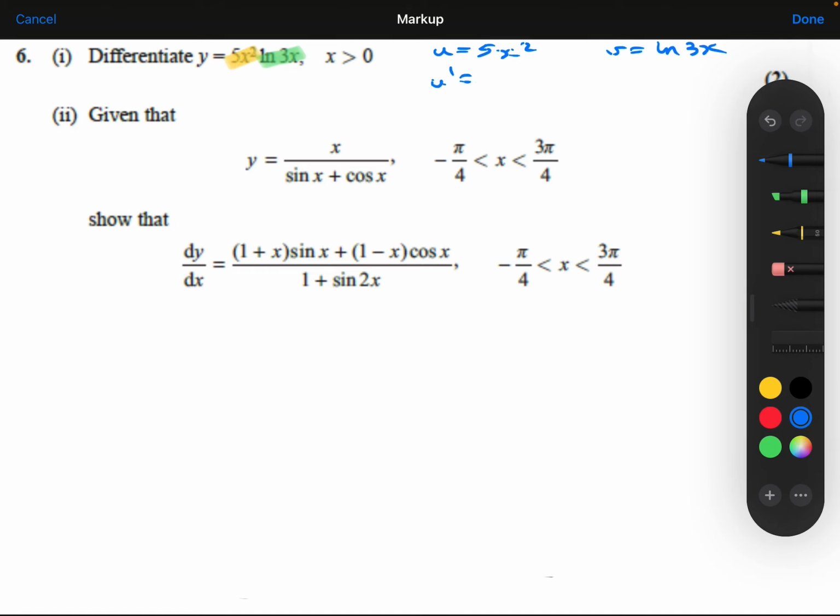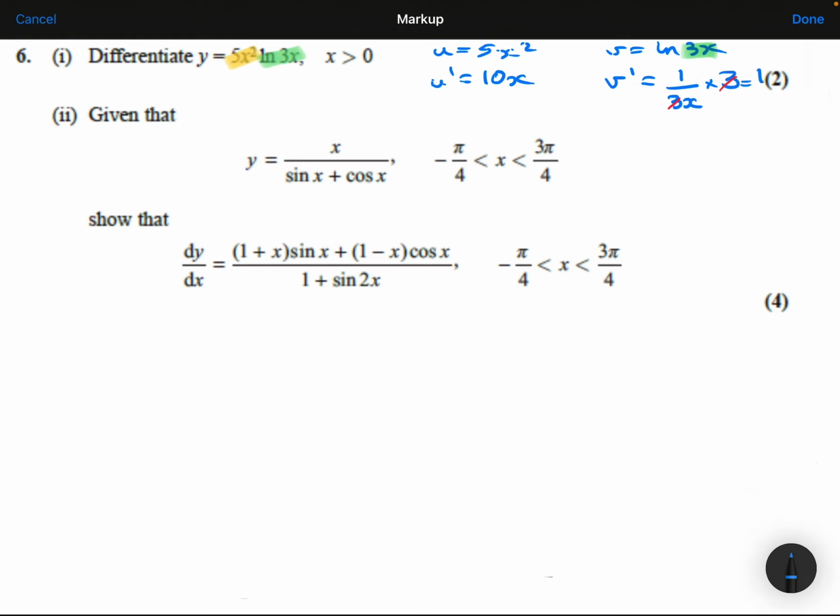So differentiating the 5x squared gives me 10x. Then differentiating the ln, well, I know that ln will differentiate to be 1 over, so I get 1 over 3x. But by the chain rule, because of this 3 on the inside there, I need to multiply by the derivative of 3x, which is 3. And then I can see that those 3's cancel out, and actually just gives me 1 over x.